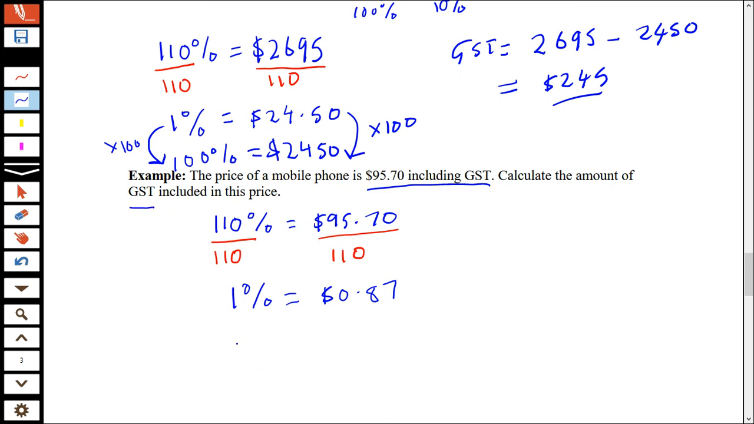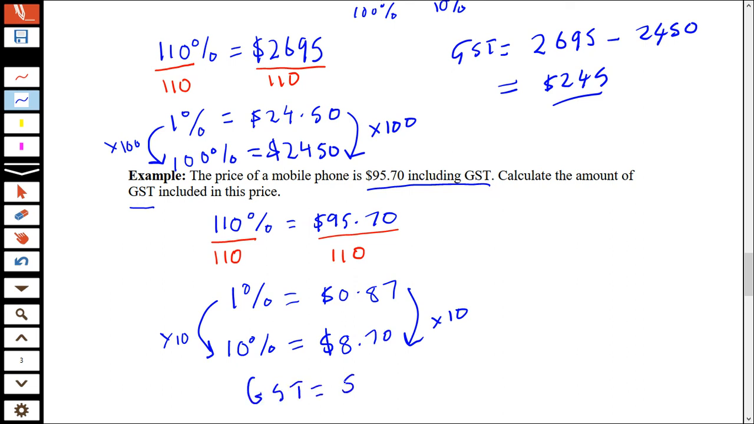Okay, now we've got to calculate the amount of GST. Now GST is 10%. So that means to go from 1% to 10%, you're just timesing by 10 and timesing by 10. So it gives you $8.70. Okay, so the GST is $8.70. Okay, so in this price of $95.70, $8.70 of that is the GST, goods and services tax. Okay, and that's it.